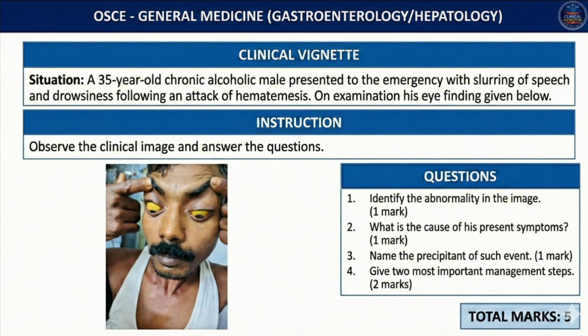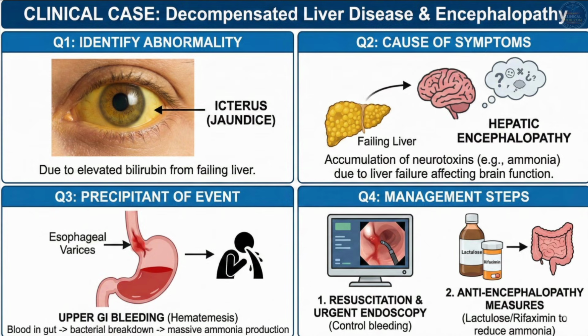Now look at the image. The signs are overt. The sclerae are deeply yellow. This is profound jaundice or icterus. We have a jaundiced chronic alcoholic patient who is now drowsy after a GI bleed. This is liver failure with complications.